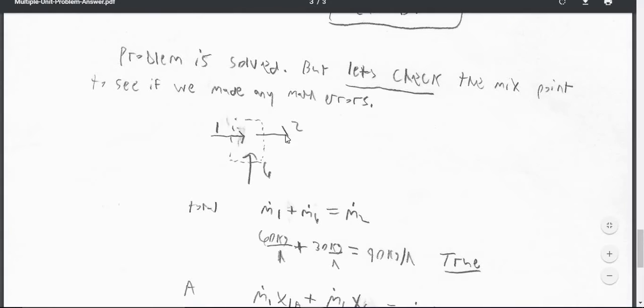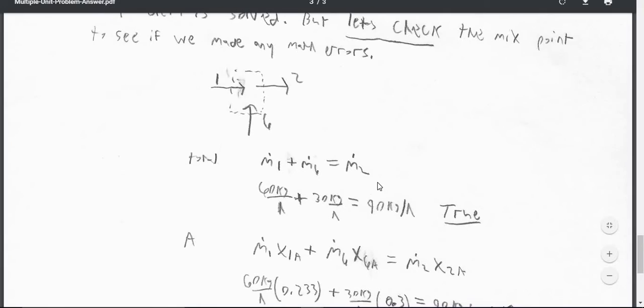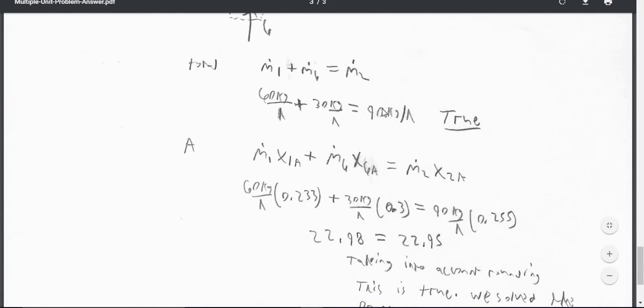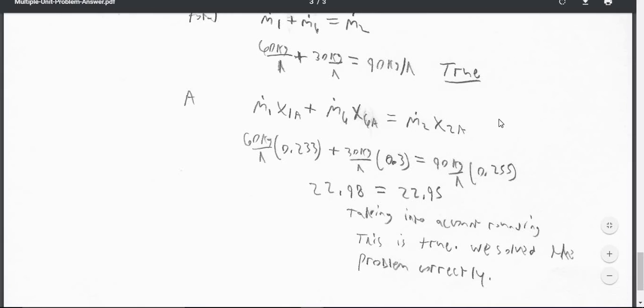We can do that by making a new control volume around the mixing point, streams 1, 2, and 6. If you look, we have 1 and 6 coming in, and that should be equal to the mass of 2 coming out. And when we do the math, it's true. The answers we got are correct. And then we look at A coming in and A coming out. We again see the same thing, that they're approximately the same, but since we rounded some of the solutions, those are the same answer.